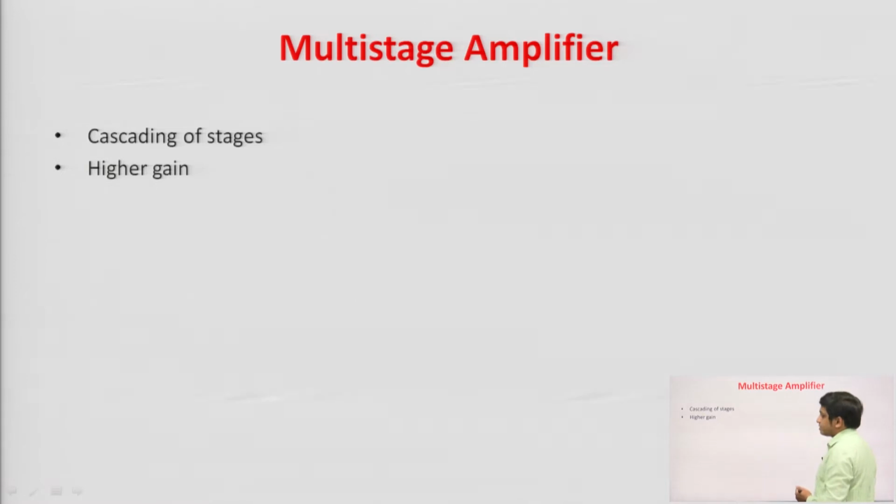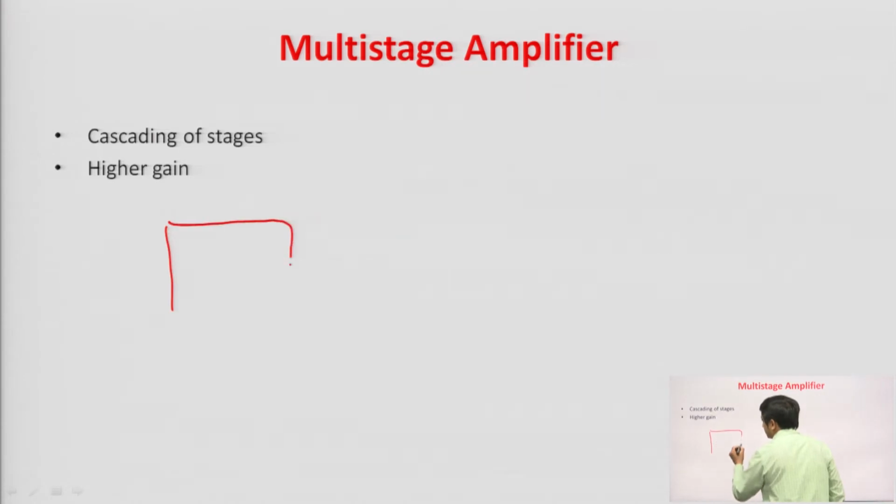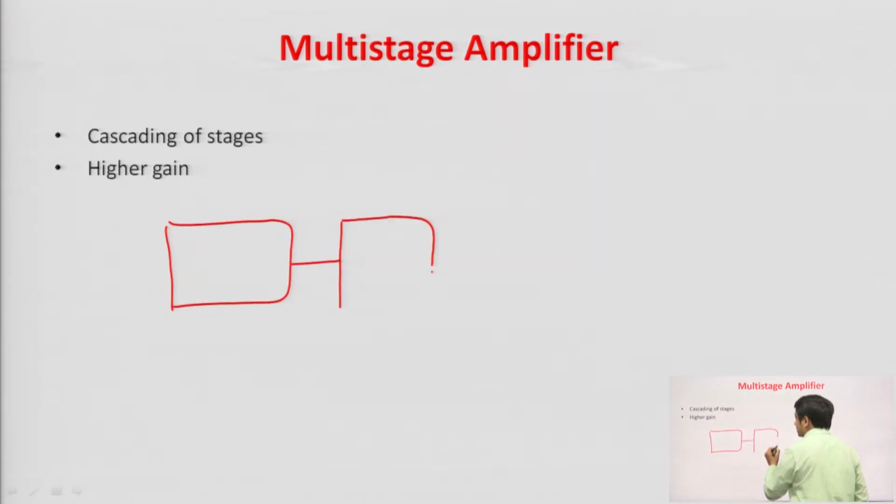So, in multi-stage amplifier, what happens when we require higher gain? Then the single stage amplifier cannot provide that particular gain. For example, if we require 80 dB gain, 90 dB gain or more than 100 dB gain, we cannot achieve it with the help of single stage. So, to get such gain, we connect single stage amplifiers in cascade, and then the overall gain becomes the multiplication of the gain of the individual stages.